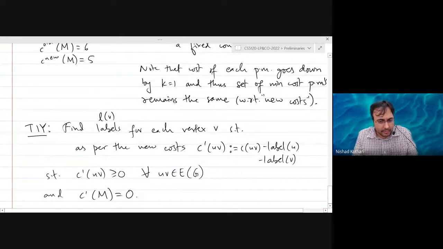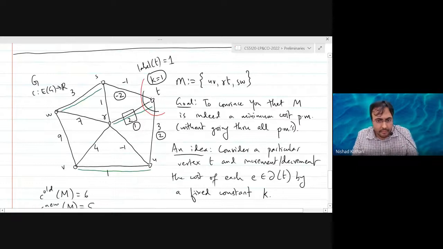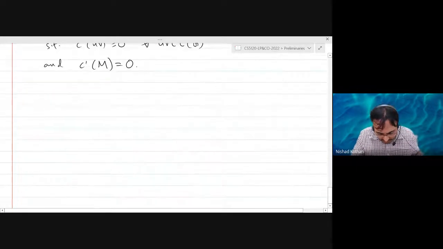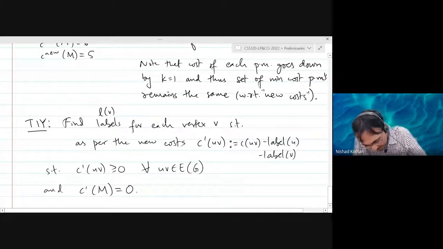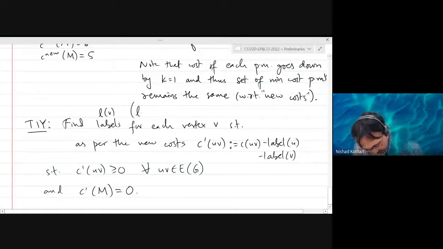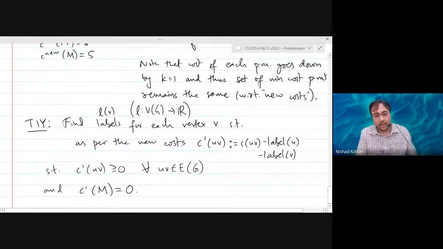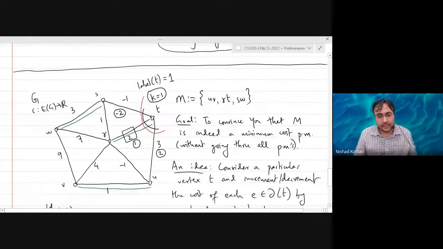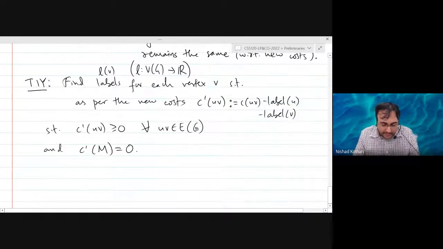So we want to find labels for each vertex, which is basically going to be a real number. So the labels, just to make it clear, L is going to be a function from the vertices of the graph to the real numbers. In this example, we chose the label of t to be equal to 1, and we chose the label for all other vertices to be equal to 0, because we just made a change at t. And the new costs are going to be defined in this way.